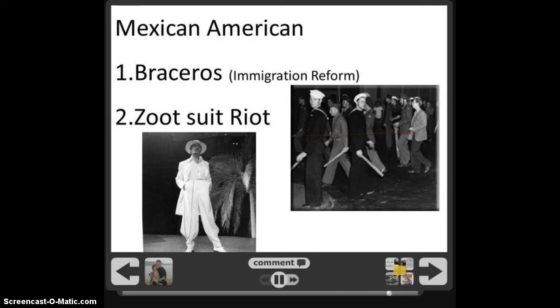Now, when we talk about World War I, we didn't really talk a whole lot about Mexican Americans during World War I, and they certainly didn't play as important a role in World War I. So that might be a contrast that you could talk about.